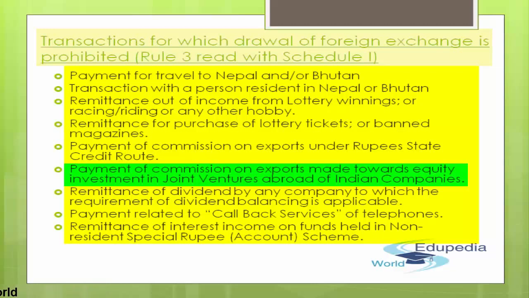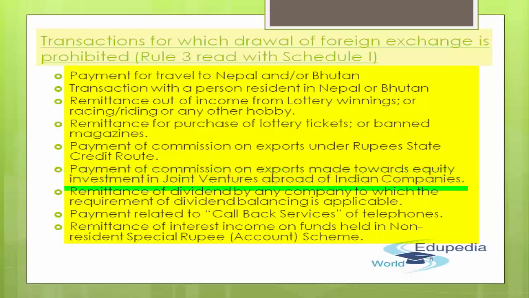So that is something on which the government has clearly said one thing, that foreign exchange cannot be used for such purposes. Next will be the remittance of dividend by any company to which the requirement of dividend balancing is applicable. Now guys, you must be thinking, sir, what does dividend balancing actually mean? So guys, dividend balancing basically simply means that the dividends which will be due to the foreign partner. See, foreign direct investment is usually, most of the time, welcomed in India. So there is a foreign investor who is likely to provide some foreign direct investment in your nation.